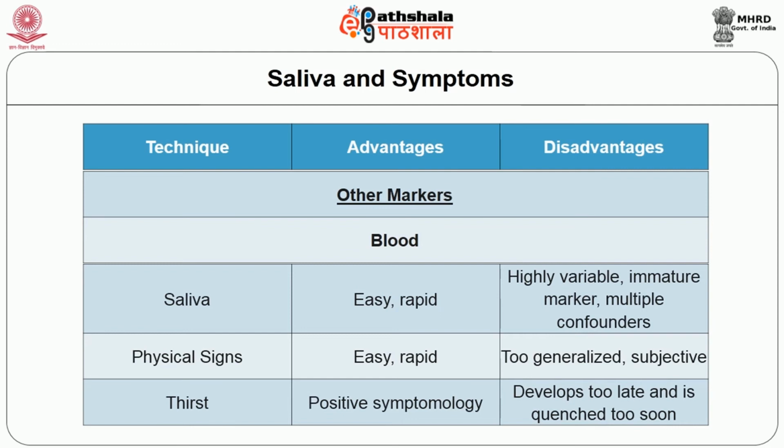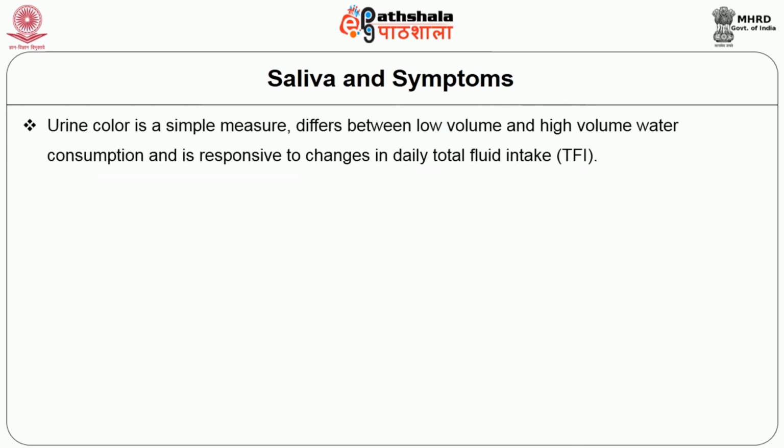The physical signs test is easy and rapid, but the disadvantage is it is very much generalized and subjective. Thirst is also used. The advantage of this is it has a positive symptomology, but the disadvantage is it develops too late and is quenched too soon also. So now you would have understood the advantages and disadvantages of different biomarkers.